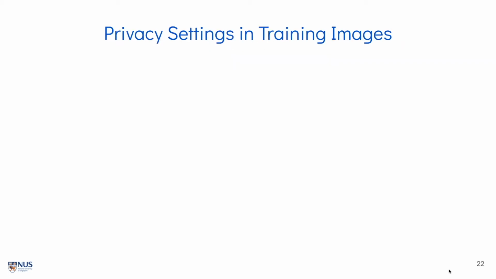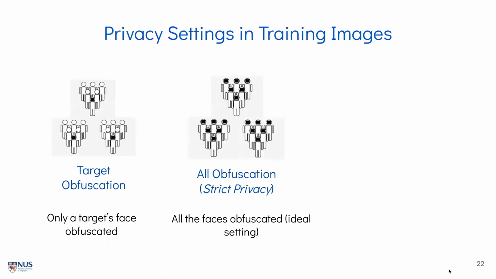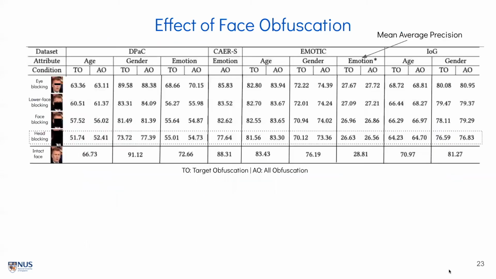The privacy settings include target obfuscated, where only a target's face is obfuscated in all the images; all obfuscation, or strict privacy, where all the faces in the entire data are obfuscated. Now, this is an ideal setting where accidental people like the bystanders in an image are de-identified and a training dataset can reach maximum privacy protection. And partial obfuscation, or partial privacy, where only a fraction of images are face obfuscated. The unobfuscated fraction of images can be of consented users, donors, or public figures, and so on.